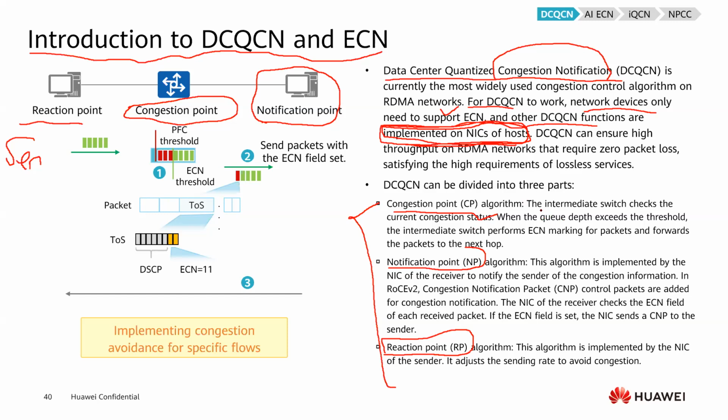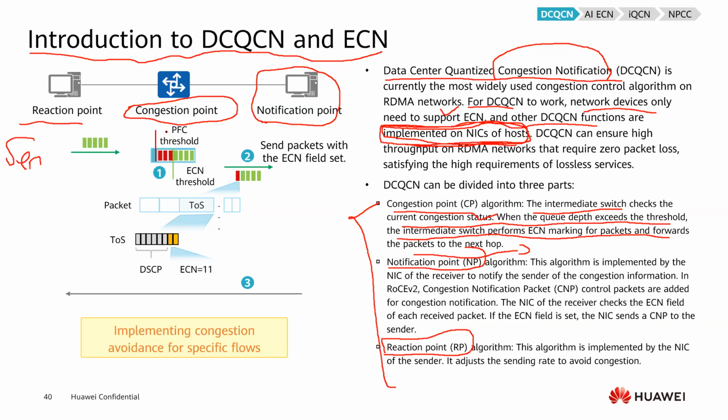So the intermediate switch checks the current congestion status. When the queue depth exceeds the threshold, the intermediate switch performs ECN marking for packets and forwards the packets to the next hop.